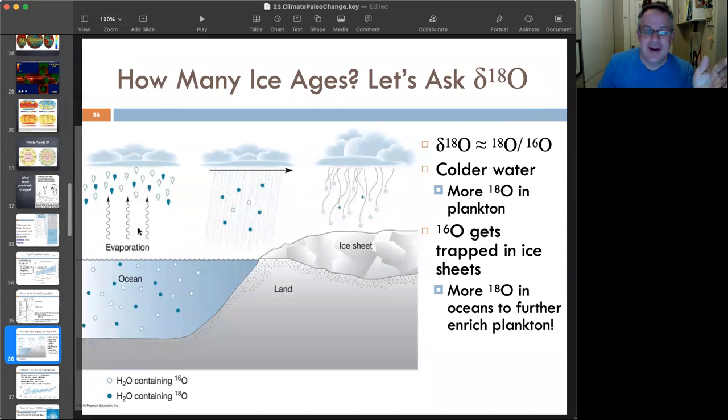So the point here is that if you are evaporating the light one and then it snows down, the ice sheets are going to tend to have lighter isotopes than the ocean. And then if the ice sheets melt, you will change the isotopic balance in the ocean. So by watching the isotopic changes in the ocean, you can effectively see how much the ice sheets were changing. Alternatively, you could look at the isotopes in the ice sheets, but that's not what we're thinking about right now. Well, how do you find out what the isotopes were in the ocean?